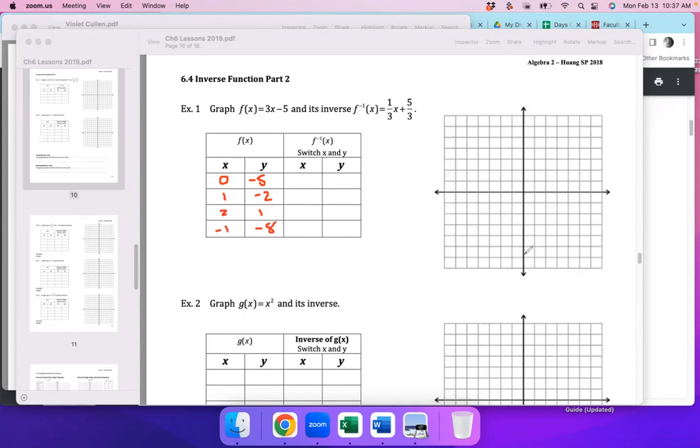Okay, so 0, -5 is right here, right? So 1, 2, 3, 4, 5. I think I counted right, maybe you counted wrong. Do you count wrong, Lizzie? There you go. 1, 2, 3, 4, 5. All right, then 1, -2 is right here. 2, 1 is right here. And -1, -8, so that's -6, -7, -8. Yeah, we're okay.